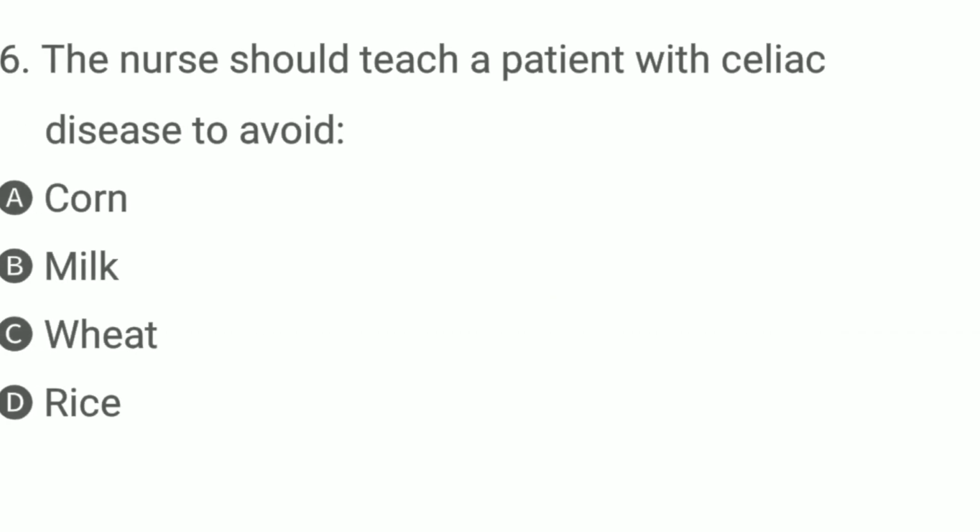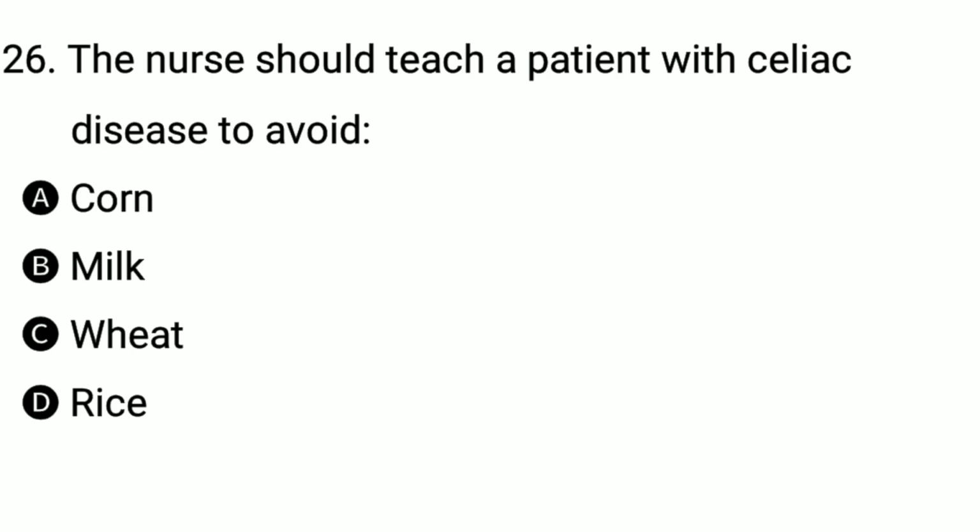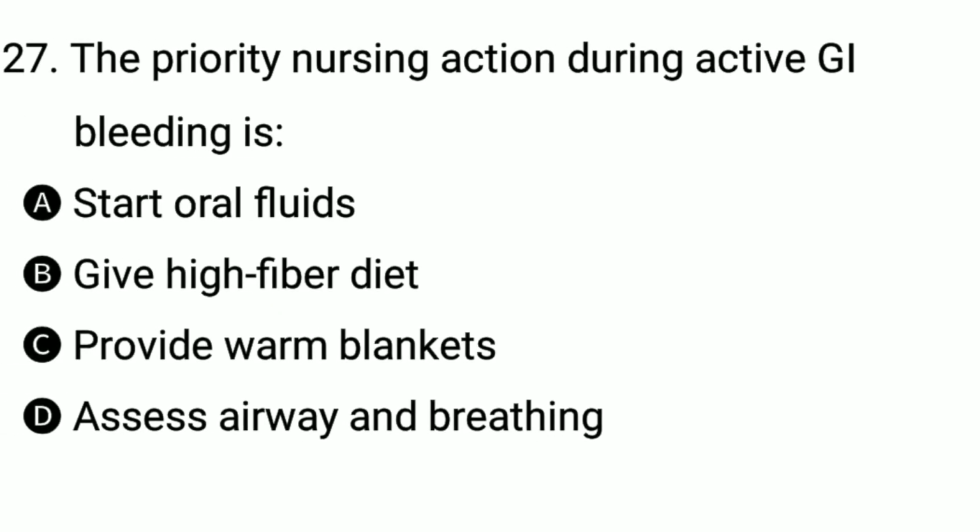Question number 26. The nurse should teach a patient with celiac disease to avoid. The right option is option C, wheat. Question number 27. The priority nursing action during active GI bleeding is. The right option is option D, assess airway and breathing.